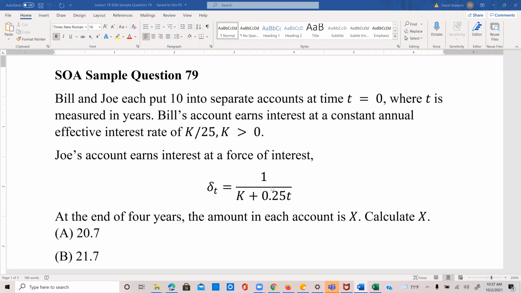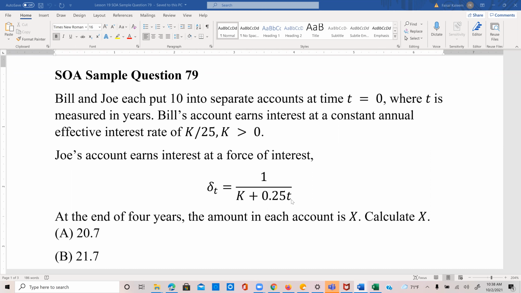Bill and Joe each put 10 into separate accounts at time 0. Bill's account earns a constant annual effective interest rate, K over 25. Joe's account earns force of interest, delta T equals 1 over K plus 0.25 T. At the end of 4 years, each amount is X.